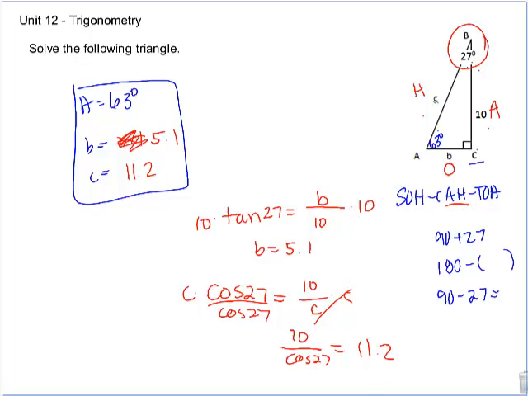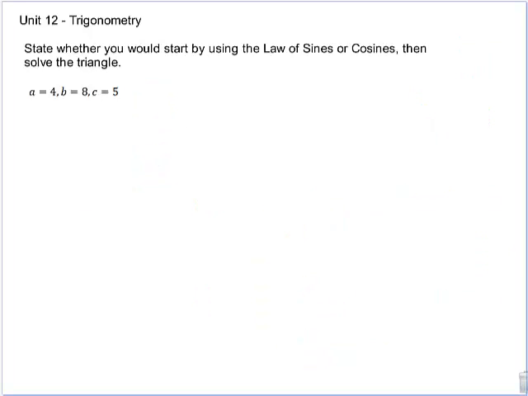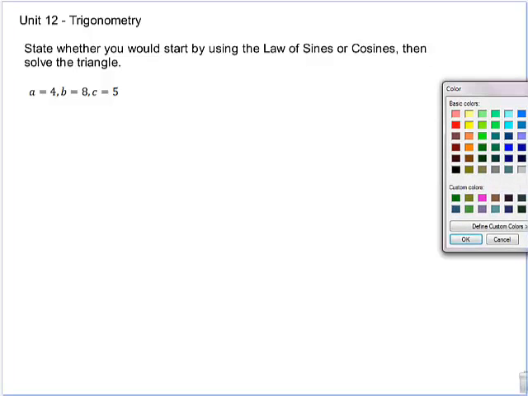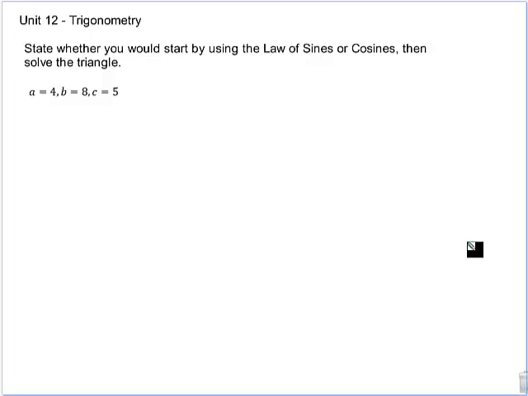We can also solve triangles that are not right triangles. So we want to decide if we're going to start by using the law of sines or cosines and then solve the triangle. Here we can clearly see A is 4, B is 8, C is 5. We have no angle measurements, which means it's law of cosines. So then we're going to find the largest side first. So we're going to start with the 8.